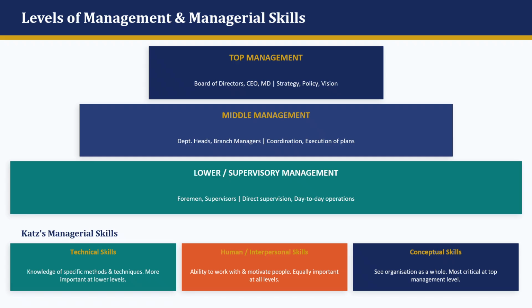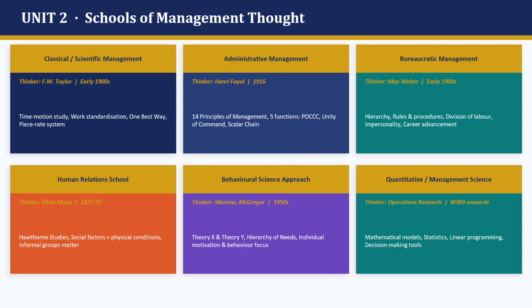Along with levels, managers require specific skills as identified by Katz. Technical skills refer to knowledge of specific methods and techniques and are more important at the lower level. Human or interpersonal skills refer to the ability to work with and motivate people and are equally important at all levels. Conceptual skills involve the ability to see the organization as a whole and are most critical at the top management level. Unit 2 Schools of Management Thought.